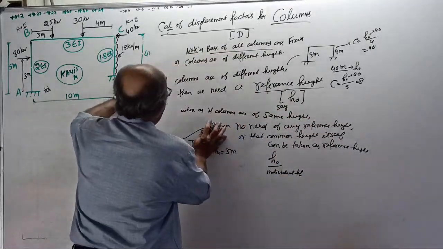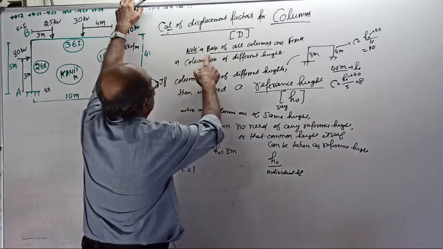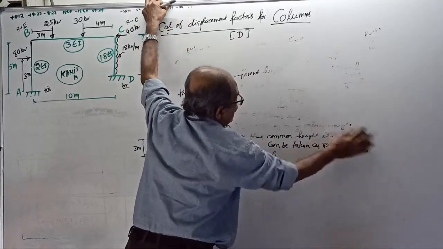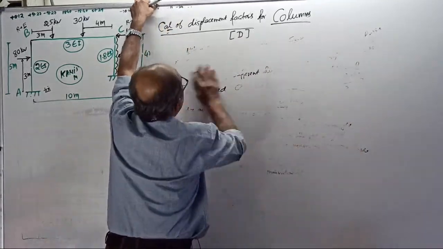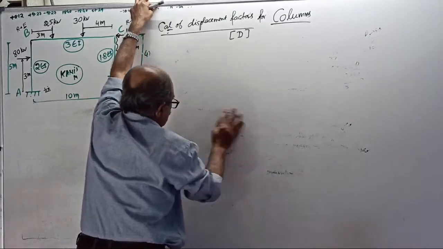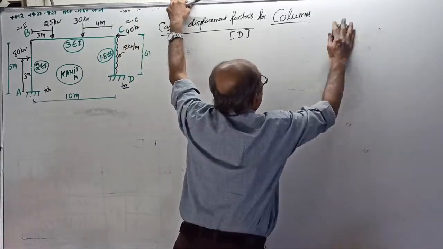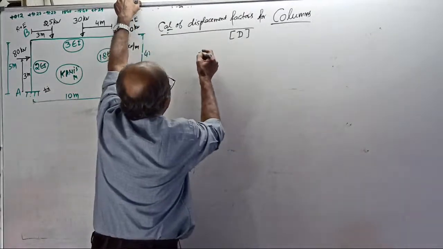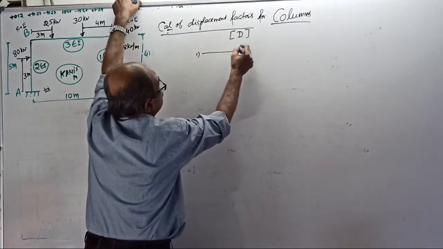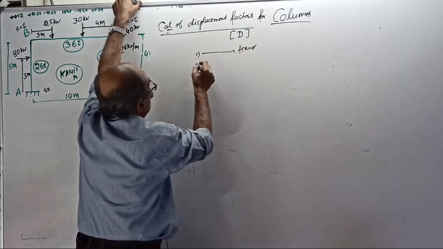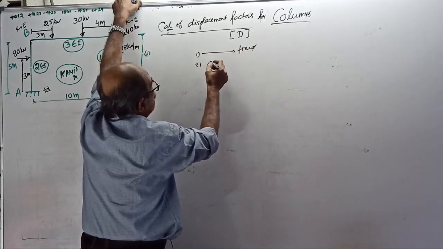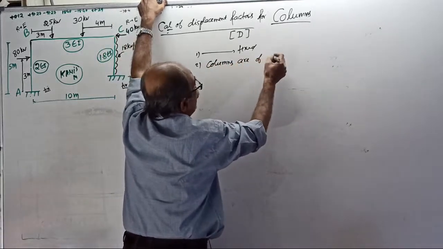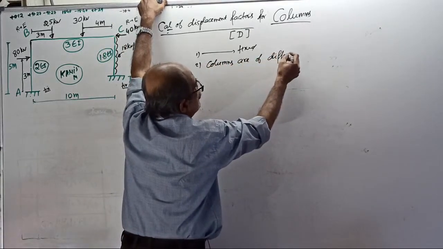Okay, now this all I will remove. I told you, first point is column base is fixed. Column base for all the columns is fixed. Second note: columns are of different height.